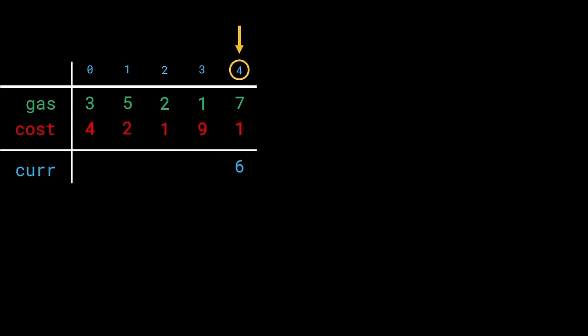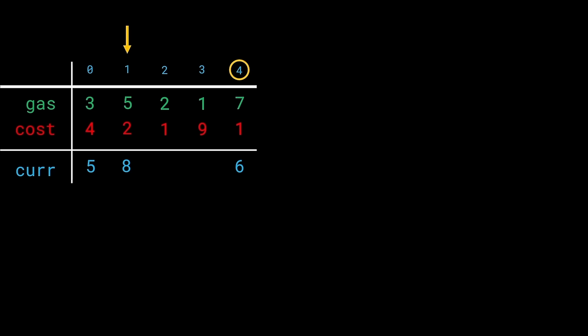And then we have to spend 4 more units of gas again to travel to the next station. So we had 6 plus 3 minus 4 total amount of gas now, which gives us 5, right? So at station 0, we have 5 units of gas in our tank. All right, what happens when we go to station 1? We'll do 5 plus 5 minus 2. 5 is the current amount in the tank, 5 is the amount of gas we get at the next station, and we have to subtract 2 as the cost. So 5 plus 5 minus 2 gives us 8.